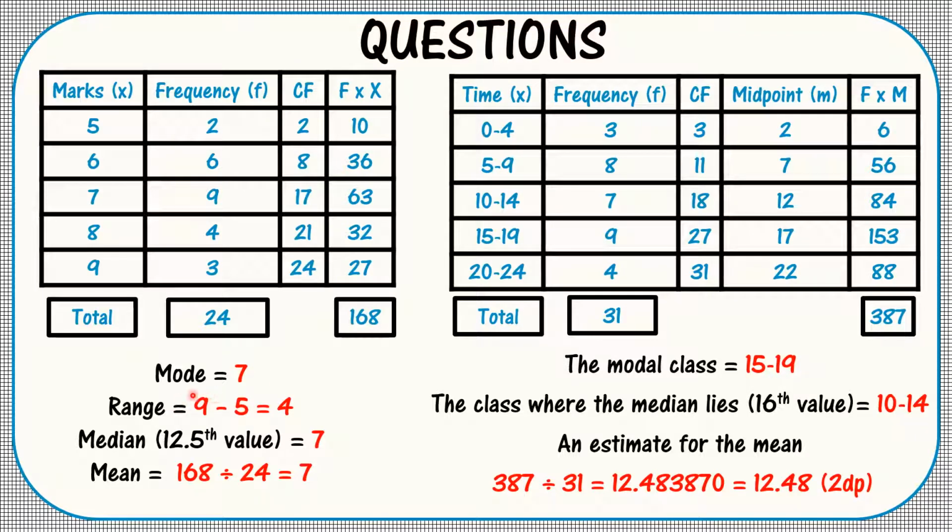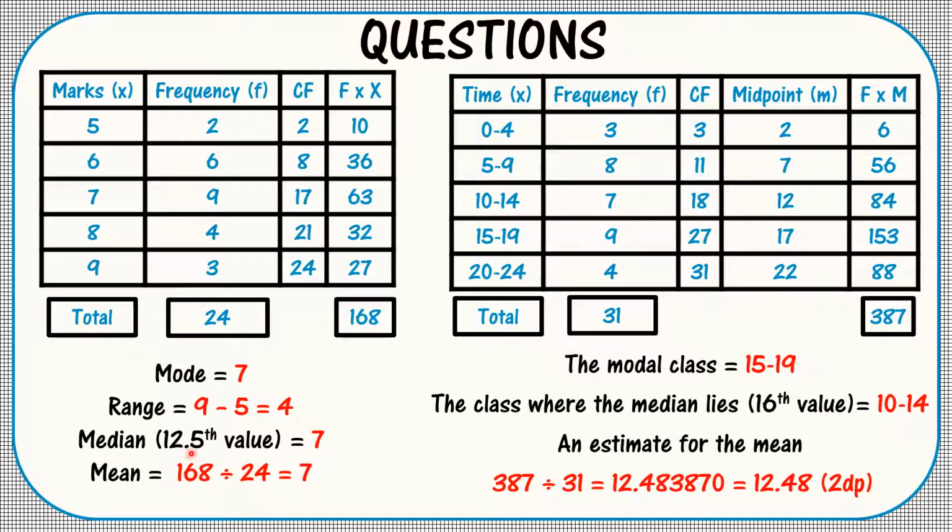The first thing that we will look for is the mode. The mode is a class with the highest frequency. As you can see, the highest frequency is 9. Therefore, the mode will be equal to 7. The range is this value of 9 minus this value of 5, which is equal to 4.